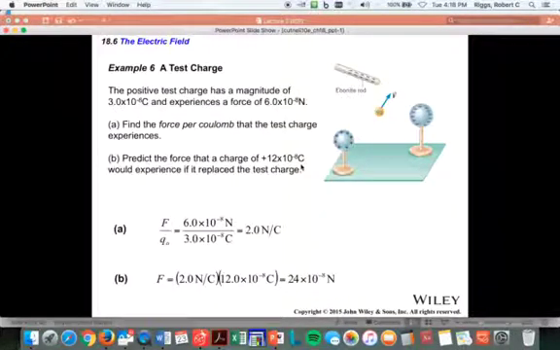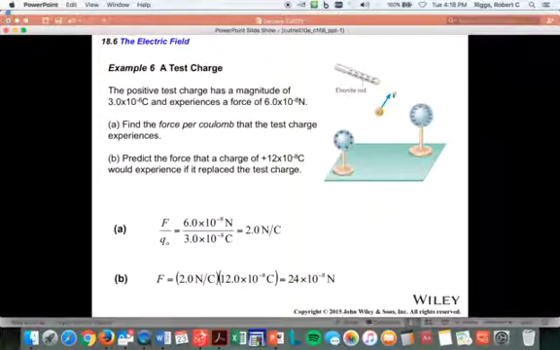All right. Now here's the deal. The positive test charge has a magnitude of 3 times 10 to the negative 8 coulombs and experiences a force of 6.0 times 10 to the negative 8 newtons. Find the force per coulomb, F over Q naught, of the test charge, and predict the force that a charge of positive 12 coulombs would experience if it replaced the test charge. So here we go. We wind up with 6 divided by 3, all right? And notice the 10 to the 8s disappear. And we wind up with 2 newtons per coulomb. That's the units for an electric field.